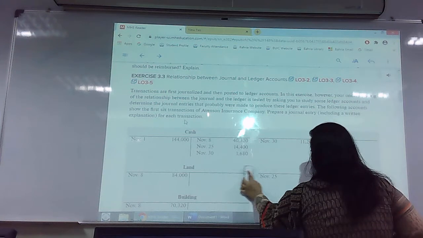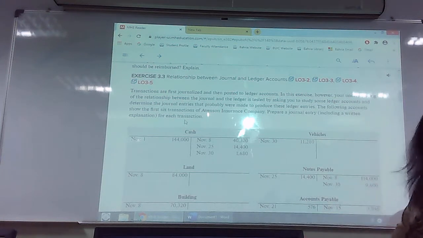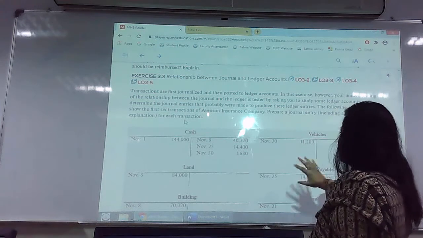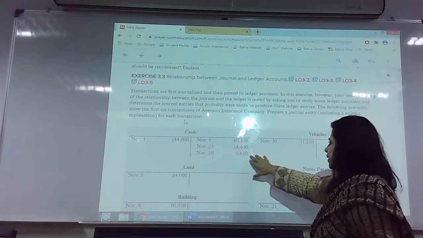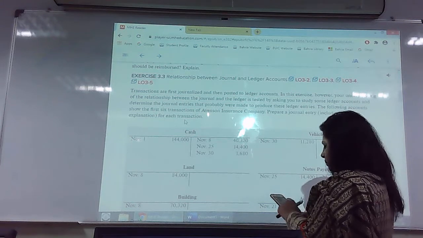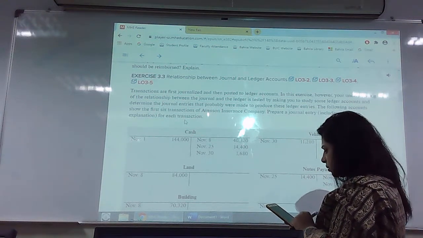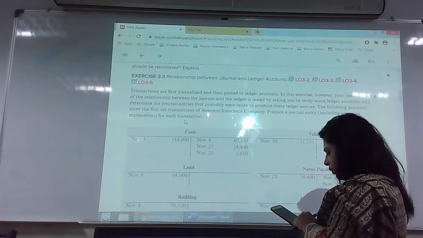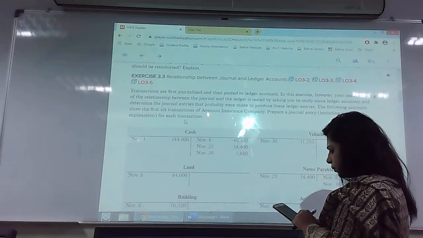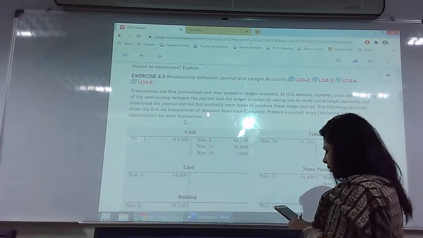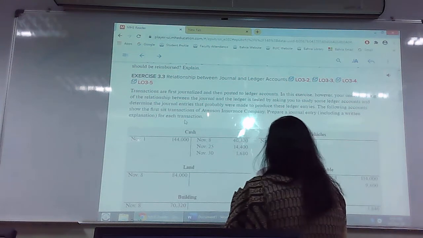Okay, now they have given us ledgers, okay? So now they have not balanced the ledgers, but you can balance the ledgers if you have the balances with you, okay? So you can just simply find out the balances first of all. As you can see that there are no balances here for the cash, but you can find out the balance through 144,000 plus 40,320 less 14,400 less 1,680, and you get about 87,600.